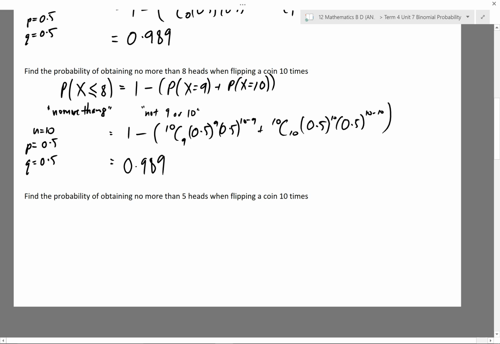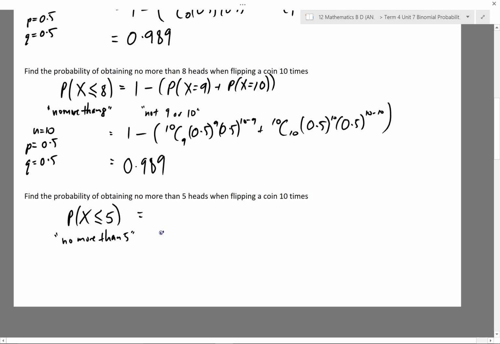Probability of no more than 5. So probability that x is less than or equal to 5. So no more than 5. If I was going to do it directly, I'd have to do 0, 1, 2, 3, 4, and 5. Too much effort. What happens if I flip it around?